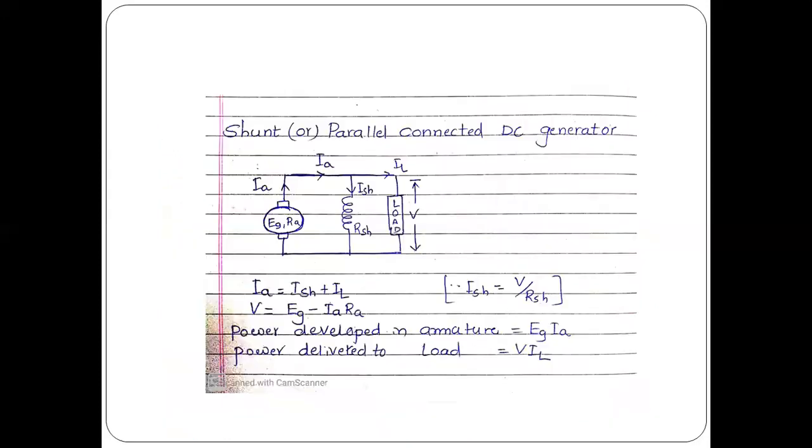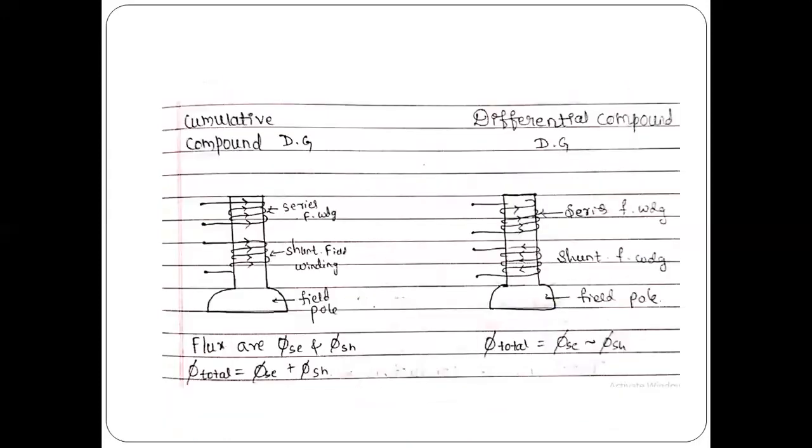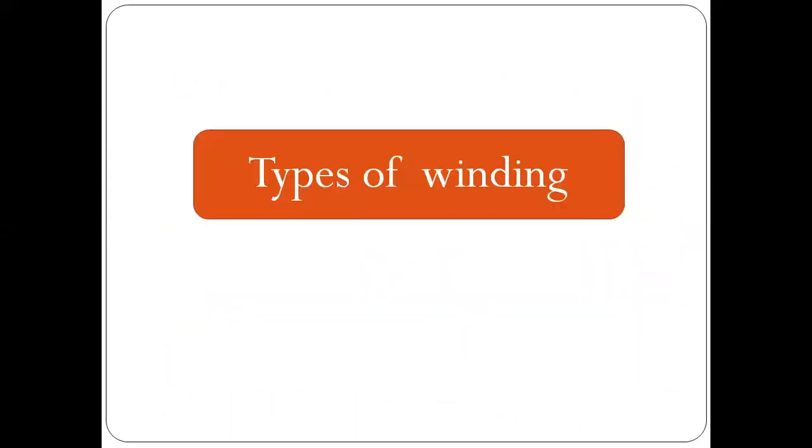The main three are series connected, shunt connected, and compound. In that, again we have different parts. In the exam they will specify which one you have to write, and based on that you write. So you practice the diagrams and equations. Next we have types of winding.